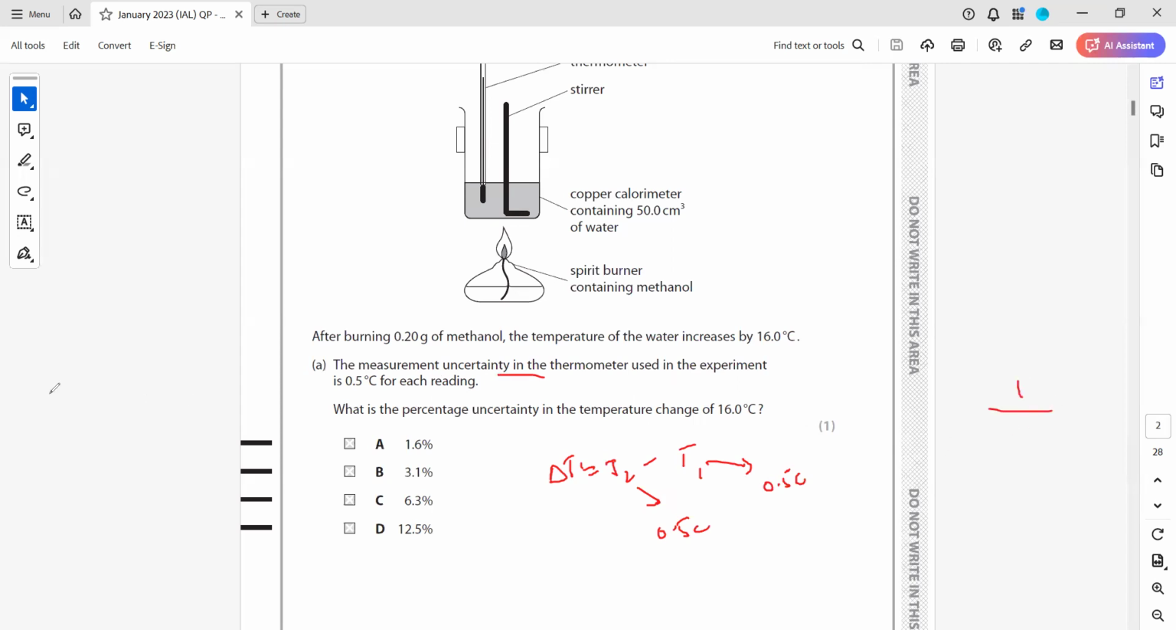If we need the percentage uncertainty, the percentage uncertainty is uncertainty divided by the value recorded, times 100. So the uncertainty is 1 and the value we record is 16, multiplied by 100. So 1 into 100 divided by 16 will be 6.3, so C will be the right answer. Whenever we find a difference or an addition of quantities, uncertainties always add. If we measure it twice, the uncertainty will be double.